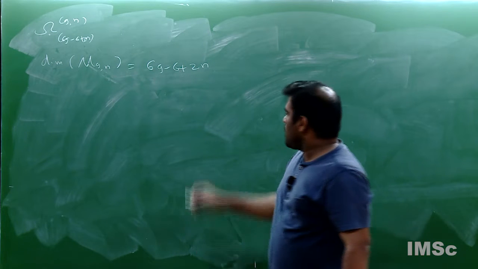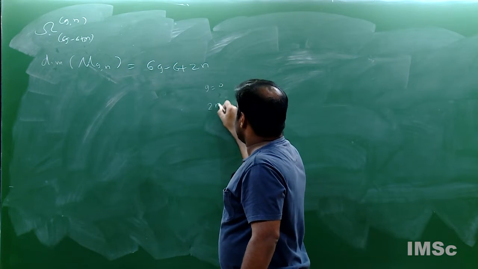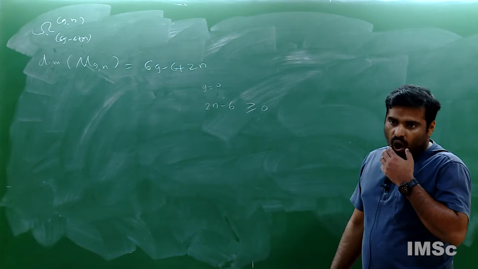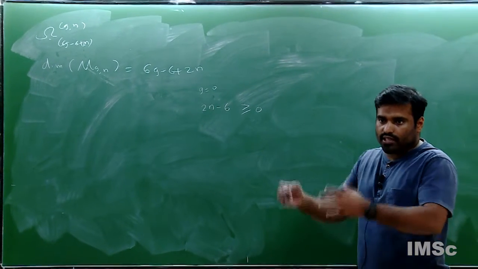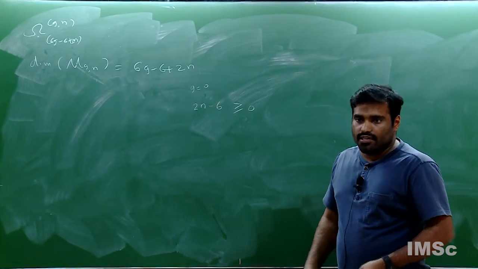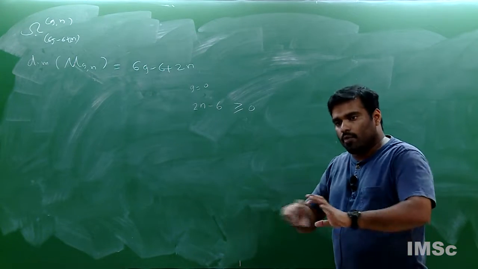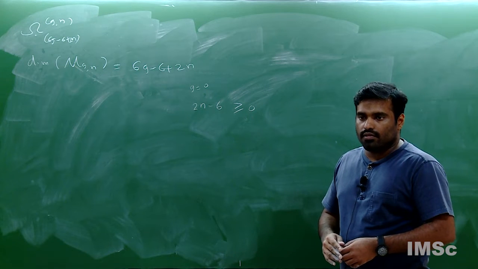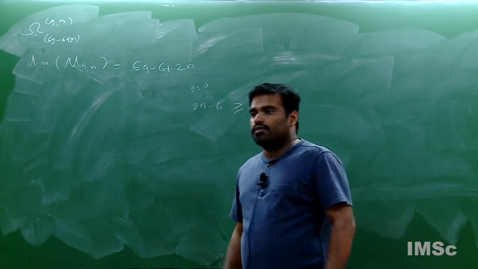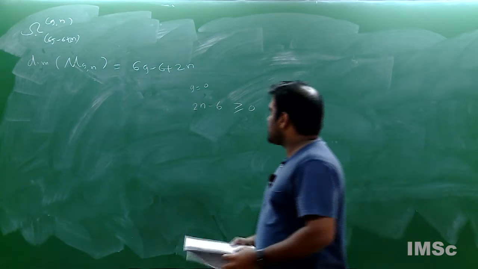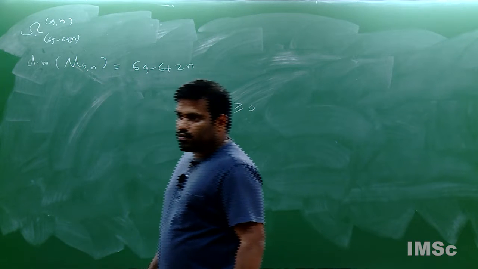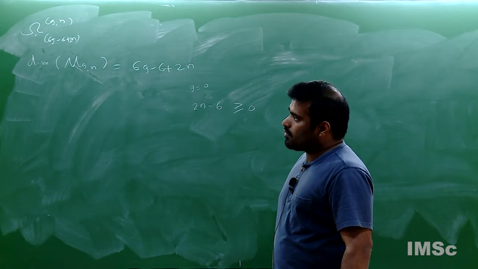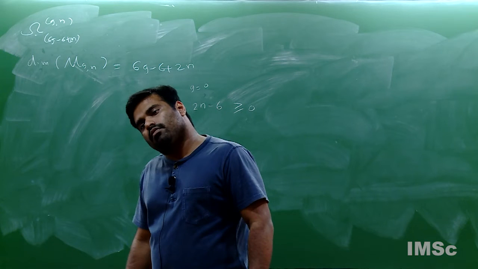For g equal to 0, you have 2n minus 6 and you assume that should be greater than or equal to 0. That means on the sphere I should take at least n equal to 3. These are the non-trivial scattering amplitudes that you can have in string theory, right? And also you can have a propagator which has only 2 punctures, but that's fine.